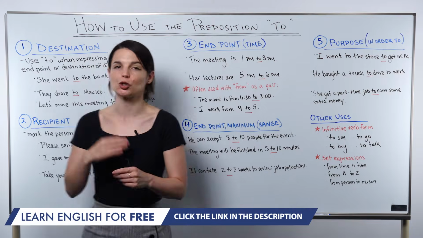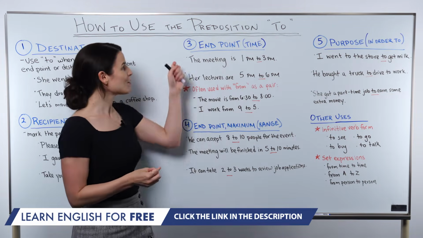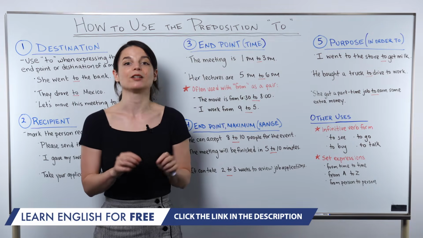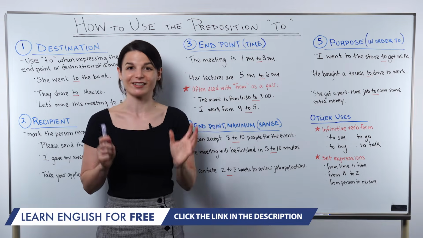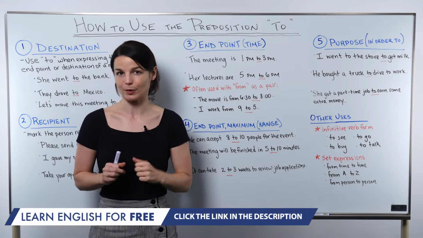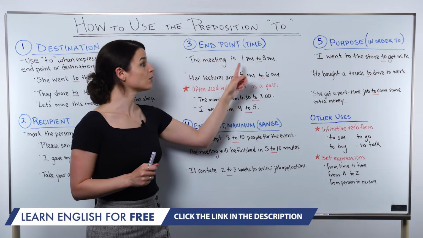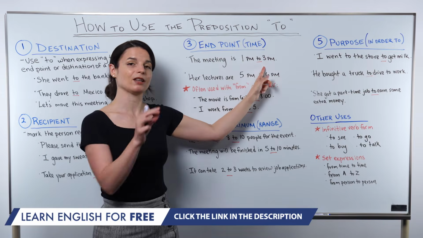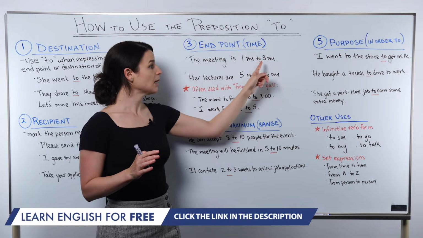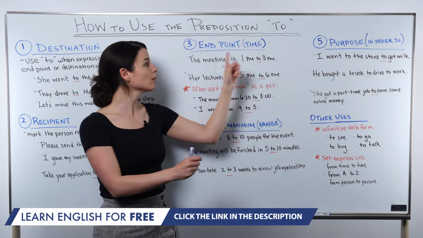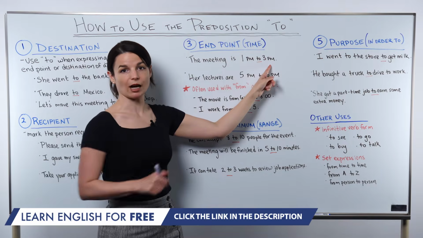So number 1 and number 2 were really about marking endpoints with people and places. Number 3 is about marking an endpoint with time. So we use this a lot when we talk about our schedules. Let's look at a couple of examples and then we'll expand on this a little bit. First, the meeting is 1 p.m. to 3 p.m. Here, to is before 3 p.m. It marks the end point for the meeting, okay? So we put to before the end time of something.